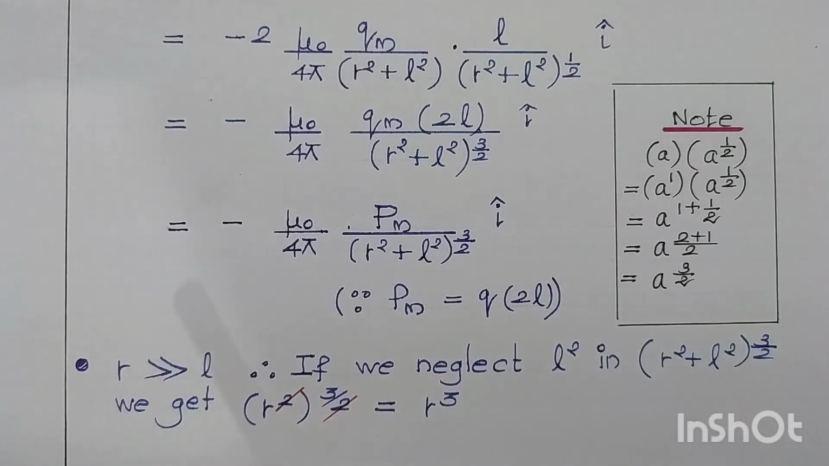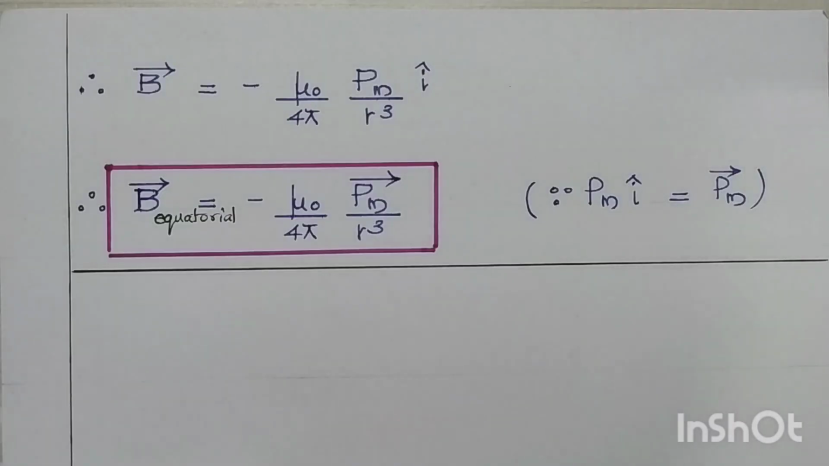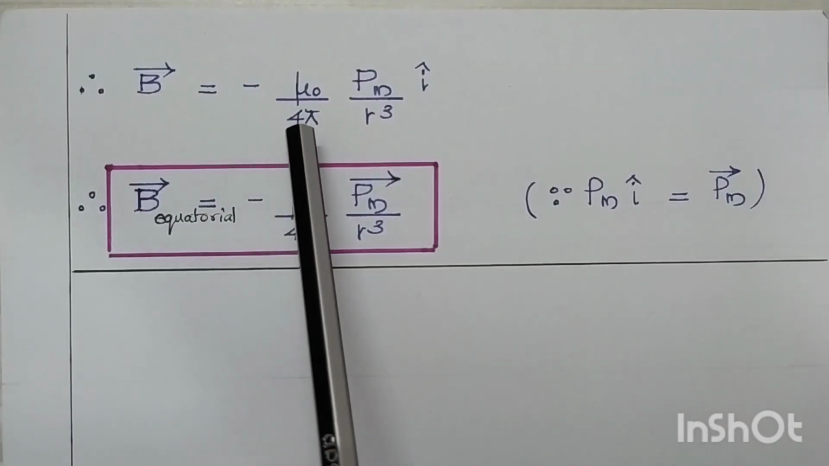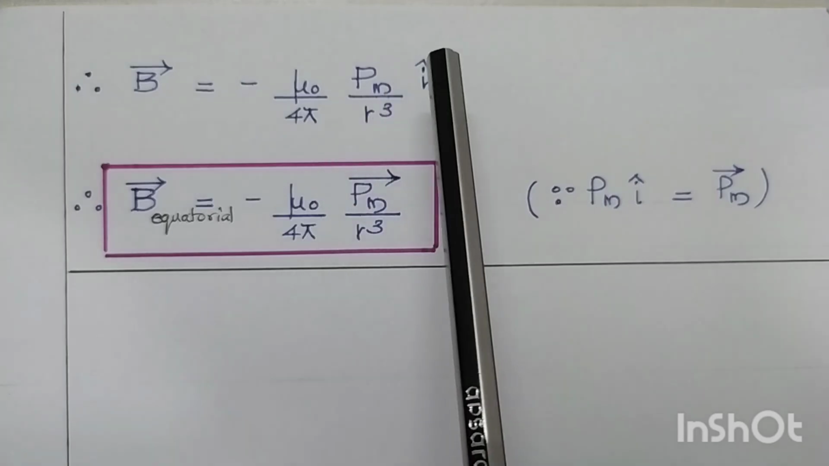Now, in comparison with this R, the distance, the L is very, very small. So if we neglect L squared in this term, we get R squared to the power of 3 by 2. Again, this 2 and this 2 get cancelled. Finally, we get R to the power of 3. So in the place of this one, we can write R power 3. So in the next step, we get B vector is equal to minus mu naught by 4 pi into Pm by R cube into I cap.